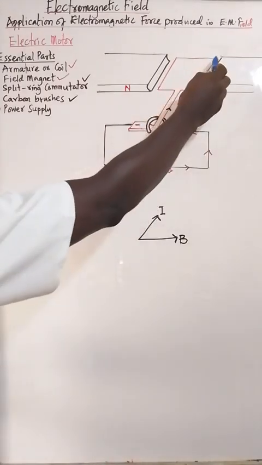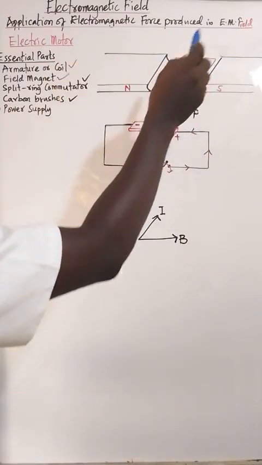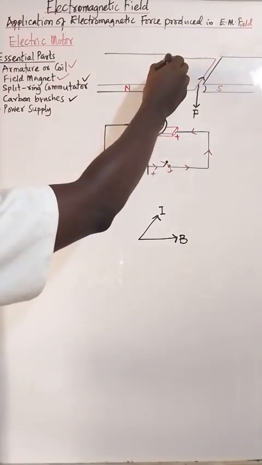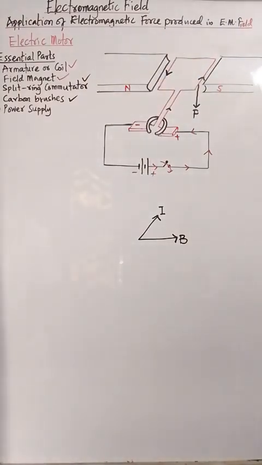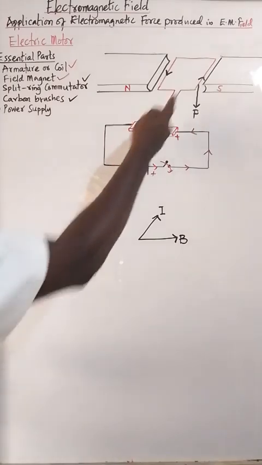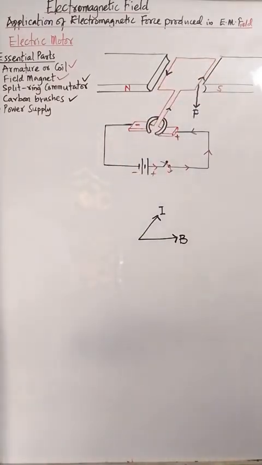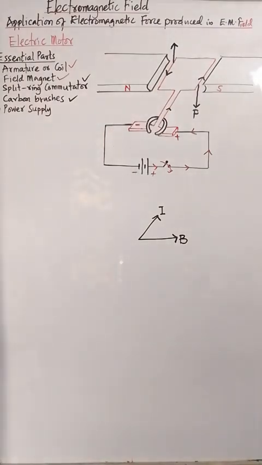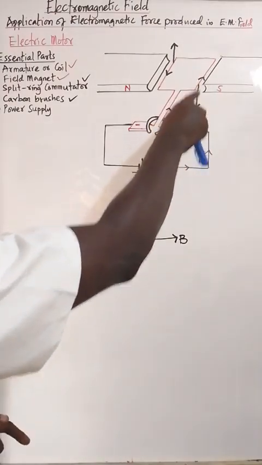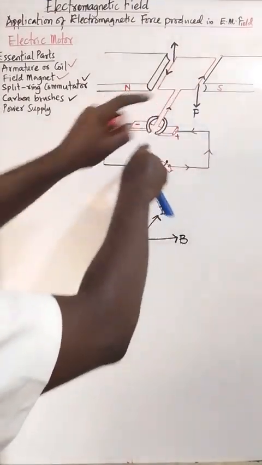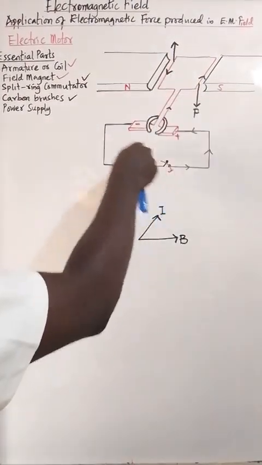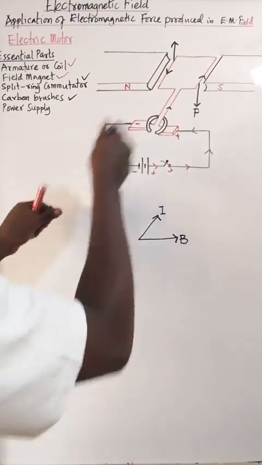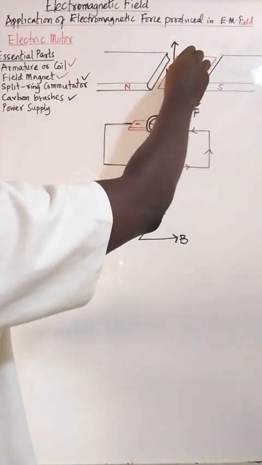The current continues, but when it comes here, it's parallel to the field, so it has no effect. Then when it comes back here, the current is now coming outside. When the current was inside, the force was down. When the current is coming outside, the force will be up. So these are couples, and they will cause a torque. The torque can be clockwise or anti-clockwise. In this case, this one is coming down, this one is going up, so we have a clockwise motion.